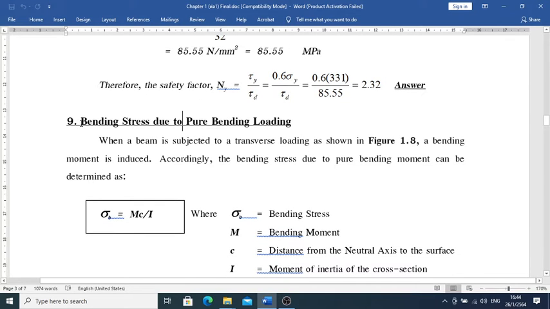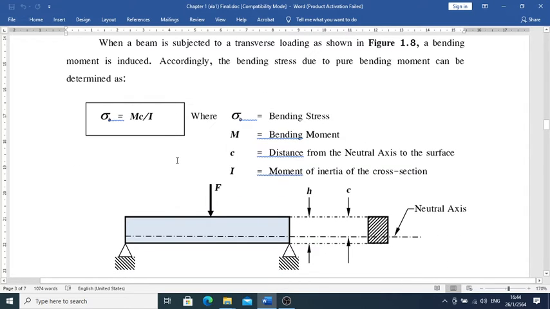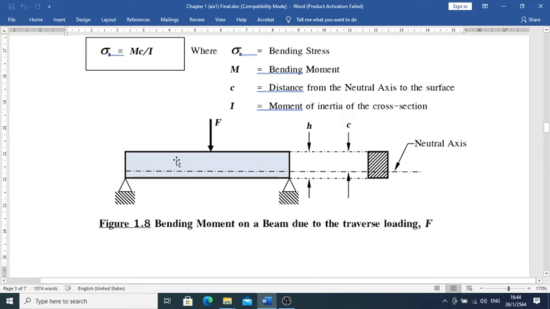Okay, bending stress due to pure bending. What does pure bending mean? Pure bending means only bending loadings are applied. Therefore, if we have only pure bending, we have sigma b equal to M times c over I.